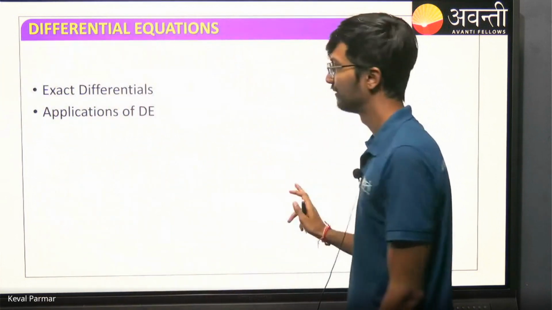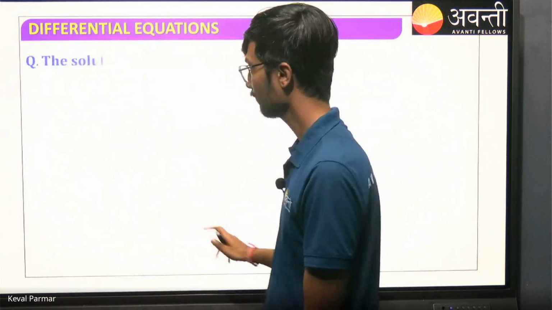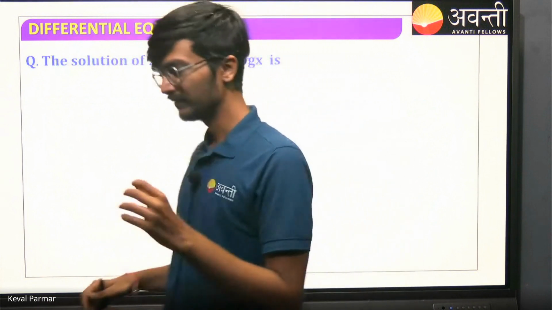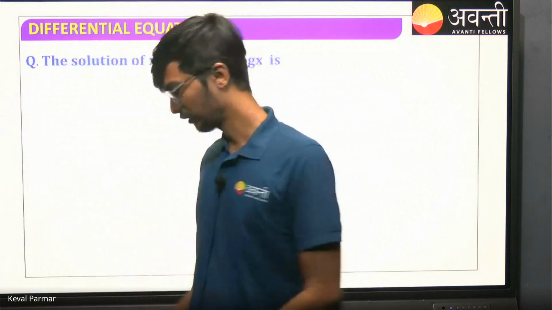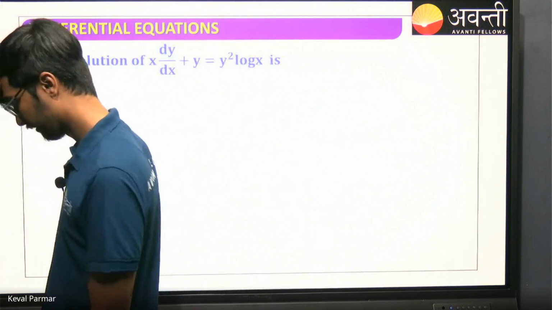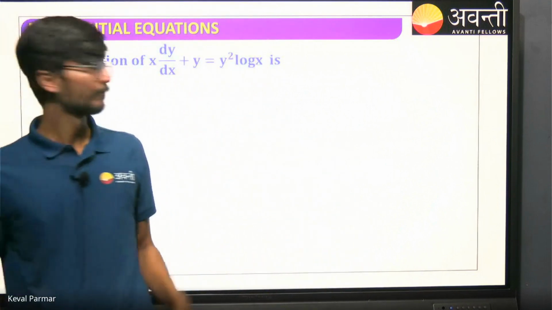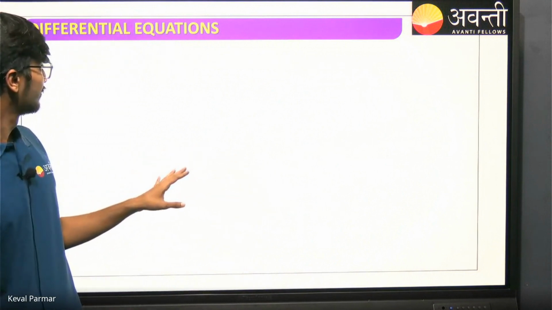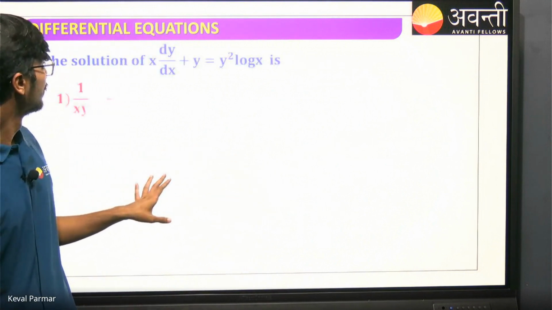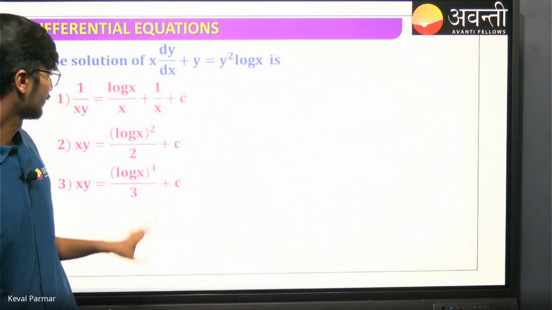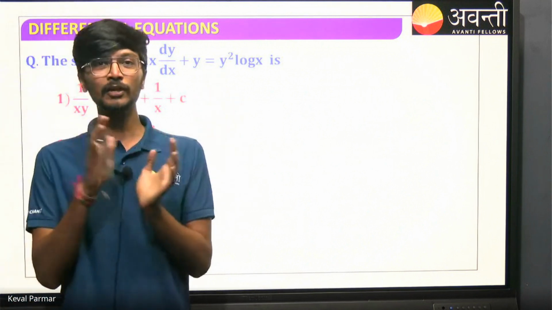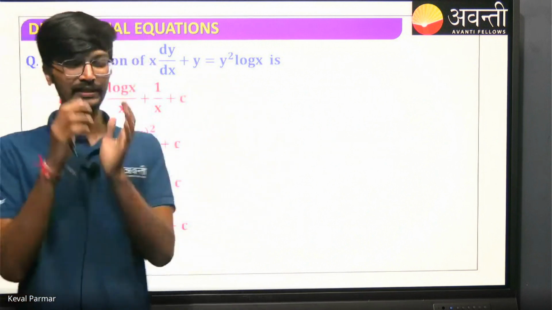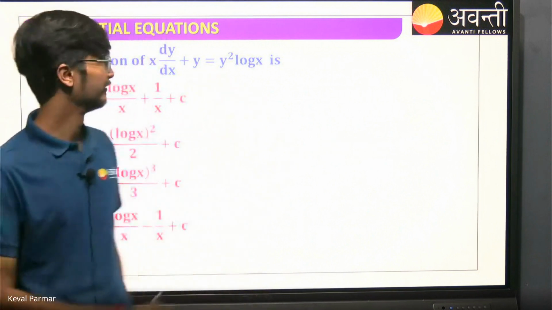So, basically, there is not much theory in exact differentials, but let us continue with the questions. I'll explain the meaning of exact differential again. Yeah, here are my options. As you can see, this is an equation reducible to a linear differential equation.